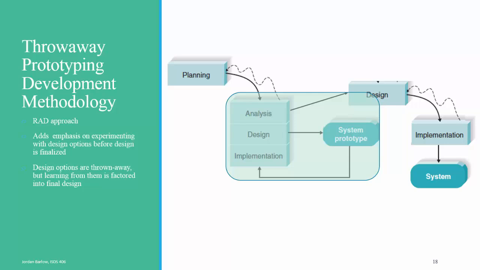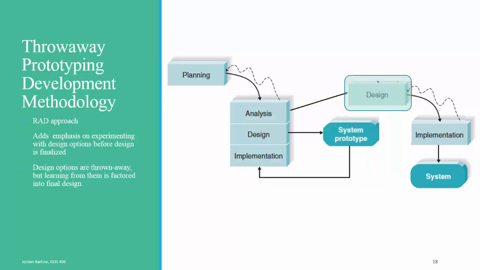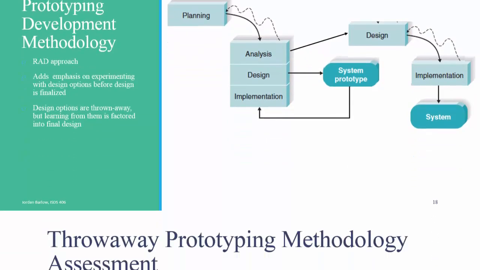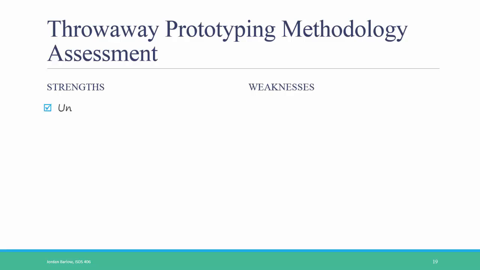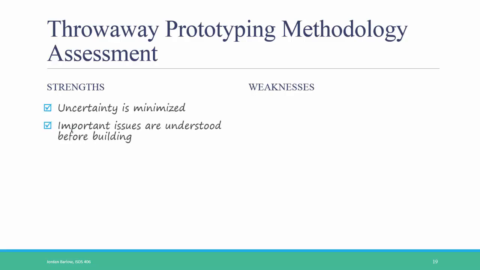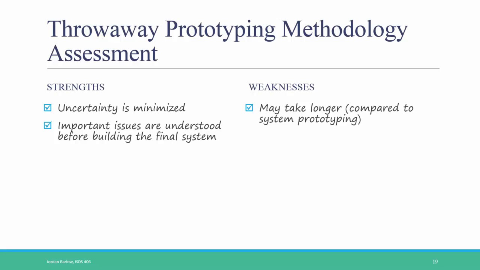There is an iterative working of the analysis, design, and implementation phases to improve the prototype, and when the prototype is at its best, then the analyst moves forward to the full design and implementation of the system. The strengths of throwaway prototyping are that uncertainty is minimized, and important issues are understood before the final system is even built. The weakness is that it might take longer compared to system prototyping because the actual system isn't being developed during the iterative process.